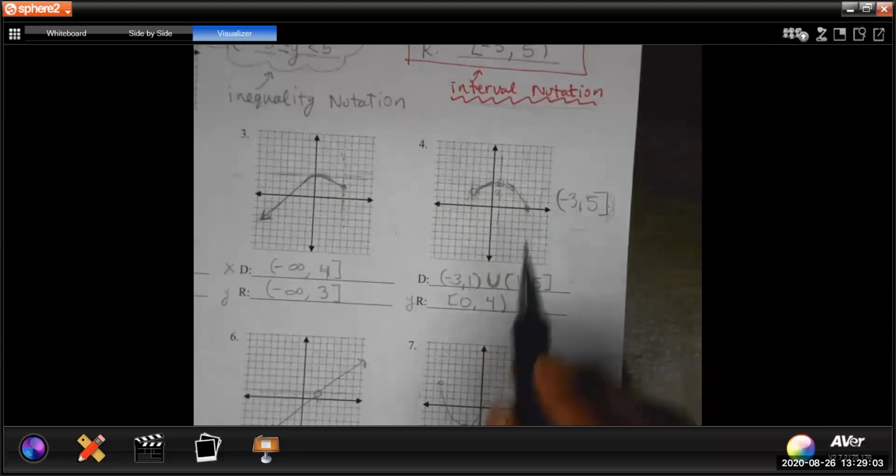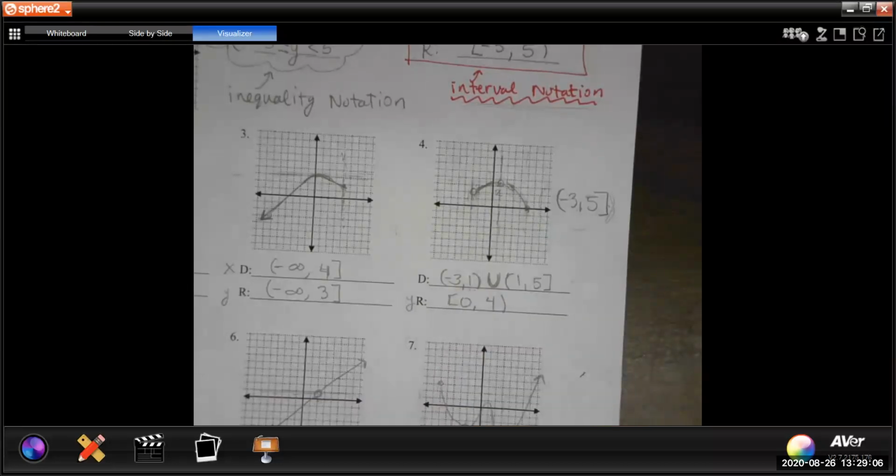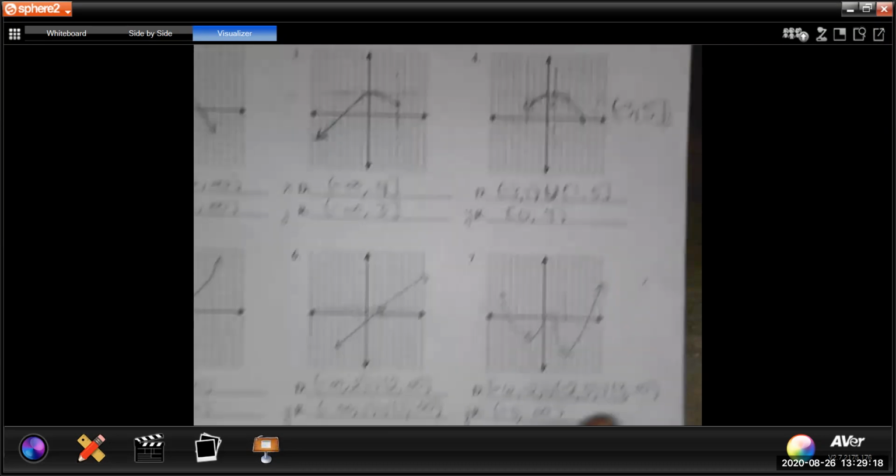Ms. Torres, I don't know if you talked about this yet or not. For the range, how is it 0, 4? I don't understand that. I will go over that because that one is a little more complicated, but let me finish all the domains and I will talk about the range. I haven't yet. Okay, moving on.